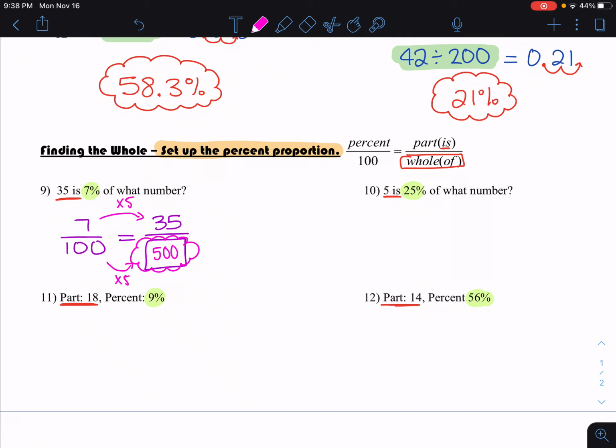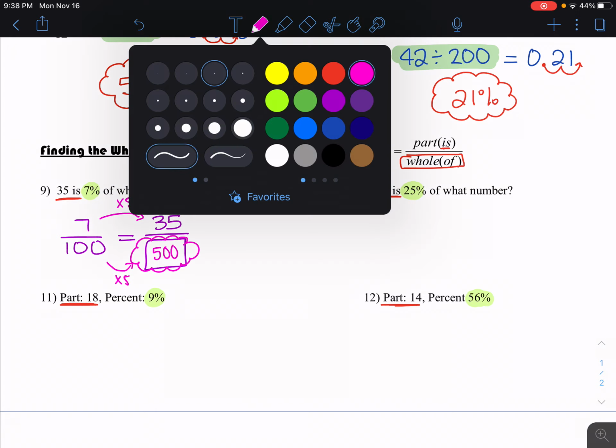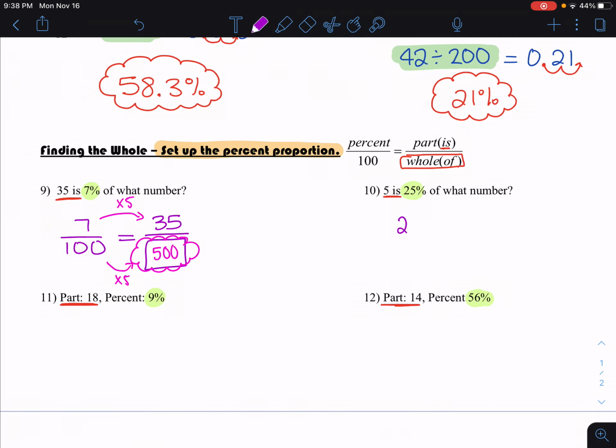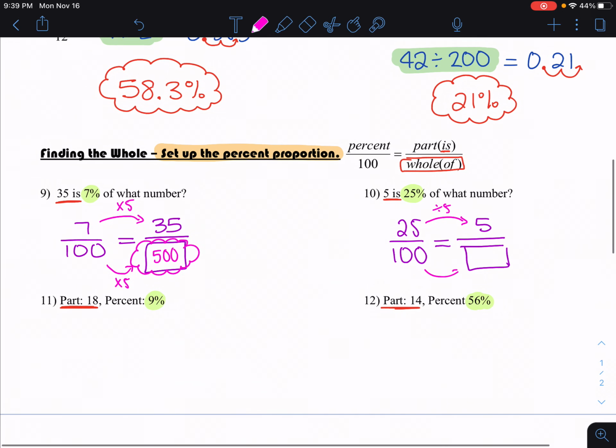So it says 5 is 25% of what number? My first thing is going to be my percent. So 25 over 100 is equal to 5, the part, over whole. So 5 over my box. So now I'm going to figure out, how did I get from 25 to 5? To get from 25 to 5, I'm going to divide by 5. So for the bottom, I'm going to do 100 divided by 5. 100 divided by 5 is 20. And that filled in box is your answer.